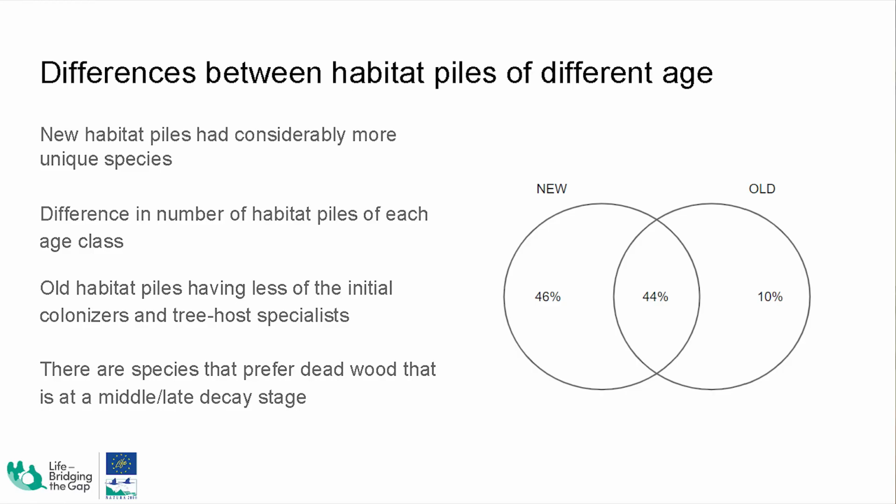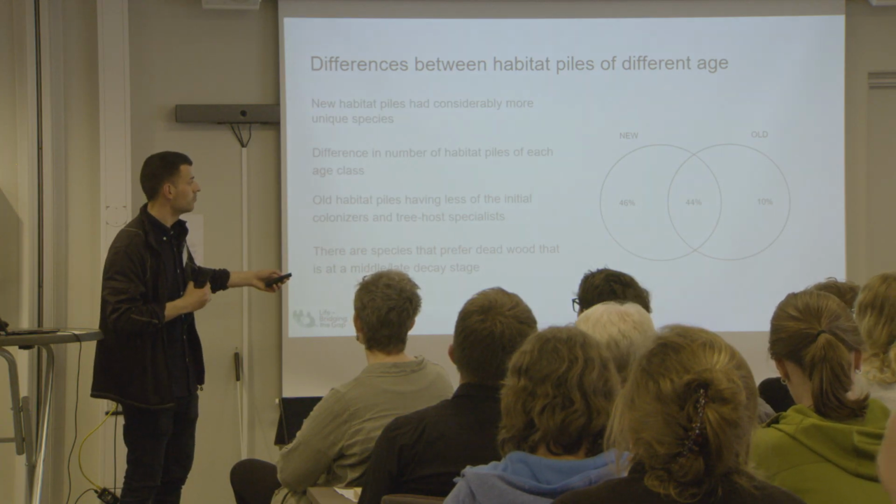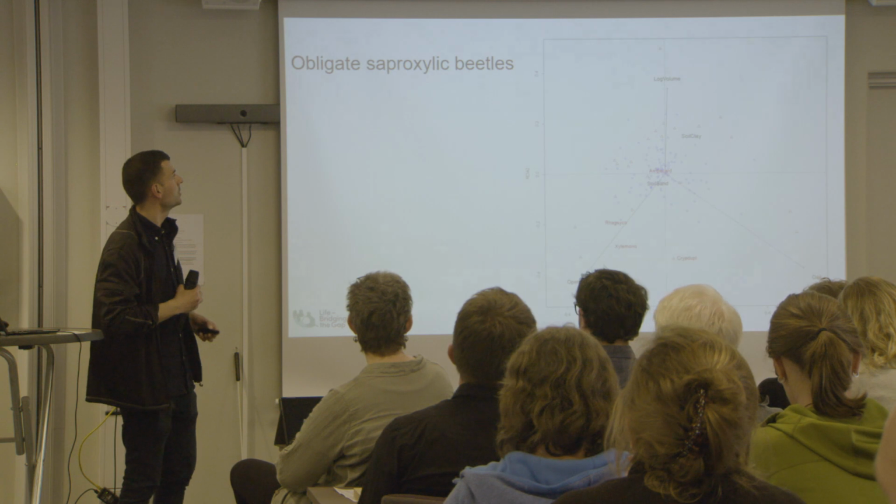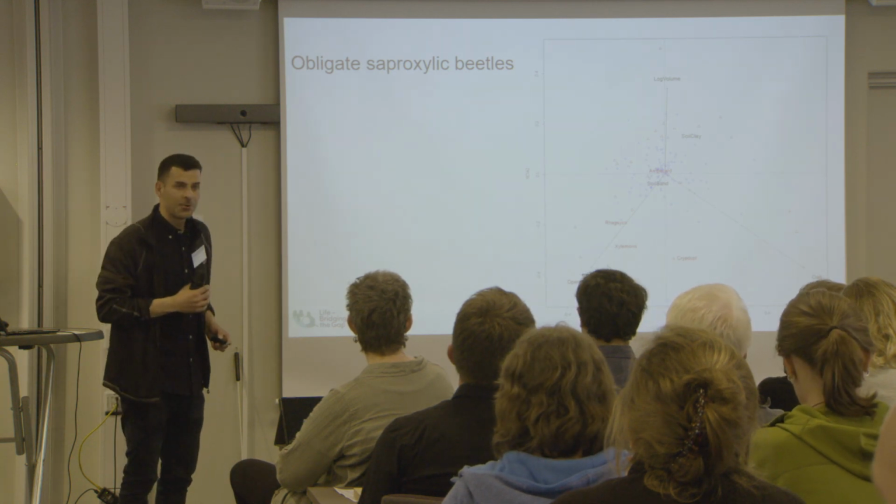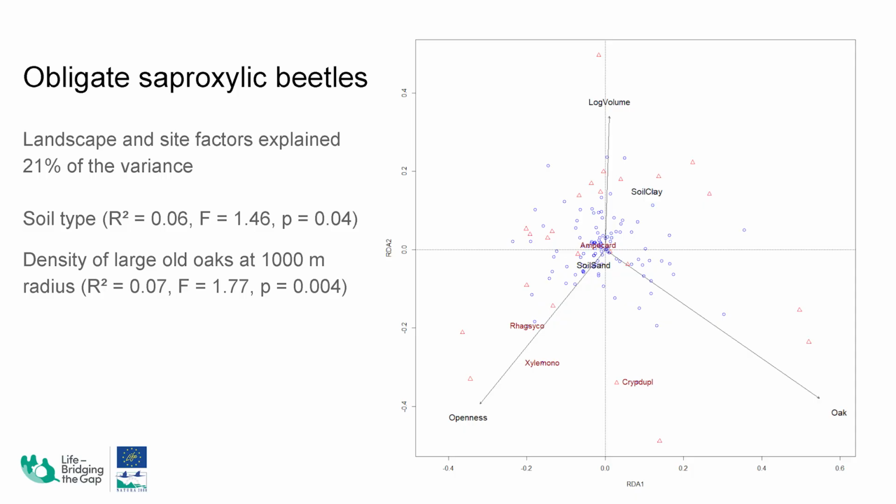But it would still be most beneficial to have these habitat piles of different ages and different decay stages, because that would fit the widest community of saproxylic beetles that prefer this tree host at different decay stages. Now, I don't know how much time I have left, probably not much.